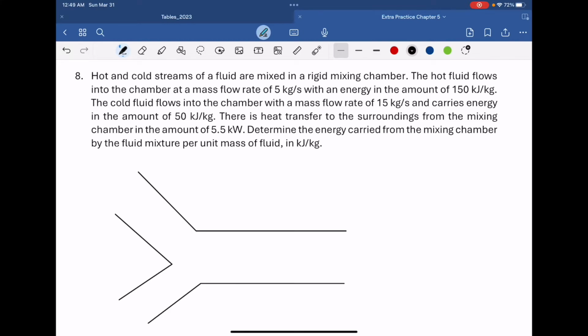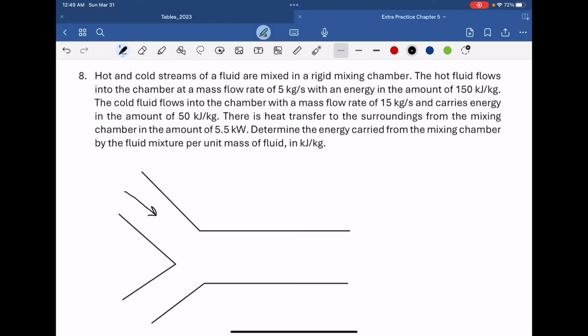And we need to identify clearly the flow. It's like the shower example, right? Shower is also a mixing chamber. So hot fluid getting into the chamber with 5 kilogram per second mass flow rate. Let's give some numbers to inlets and exit, not to make mistakes in our calculations. And the energy in the amount of 150 kilojoule per kilogram. So they are telling us what is the energy of the fluid per unit mass, in other words theta.